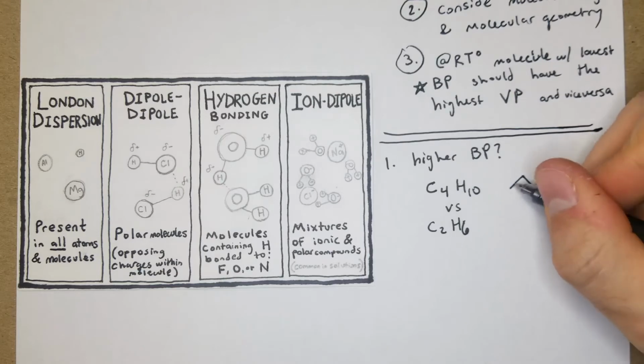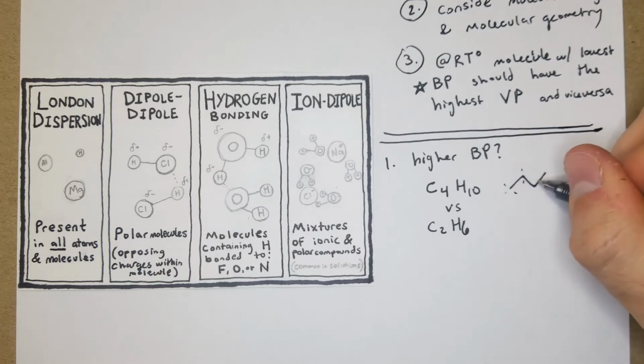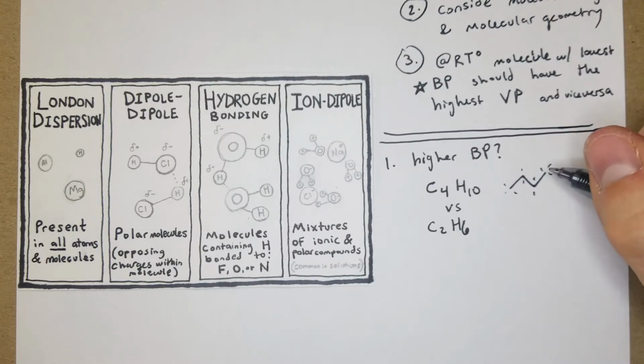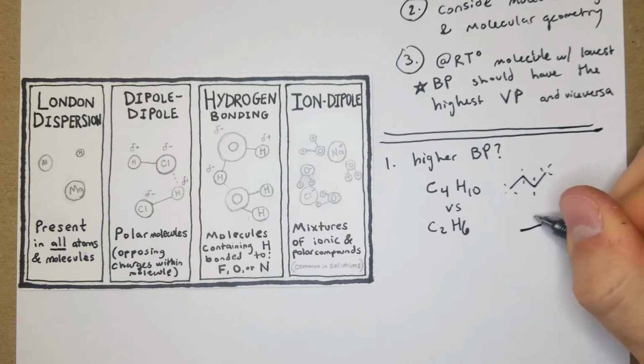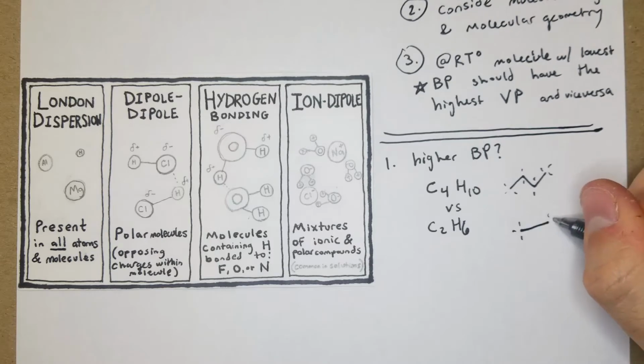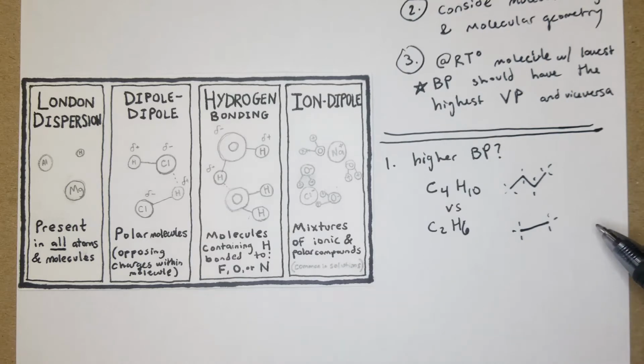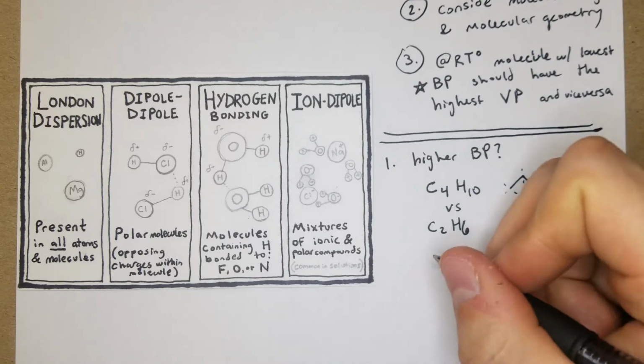1, 2, 3, 4 carbons, and then 4, 5, 6, 7, 8, 9, 10 hydrogens. So it's just a simple chain. Here we go, we have just 2 carbons, with 1, 2, 3, 4, 5, 6 hydrogens. And now we have both of our structures. These don't necessarily have to be exact, but you're getting a doodle down to help guide your thoughts. Both of these have just London dispersion.